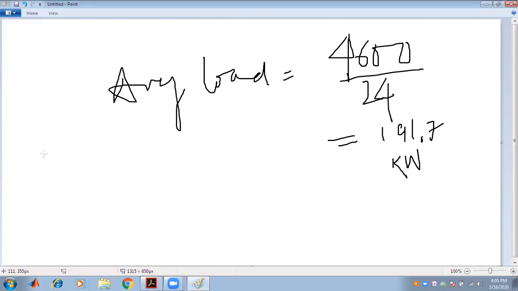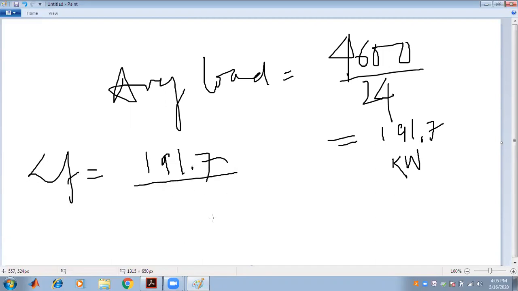So what is the load factor? Load factor is the average load divided by the maximum demand. So average load is 191.7, divided by the maximum demand, which we have seen from the graph is 350.